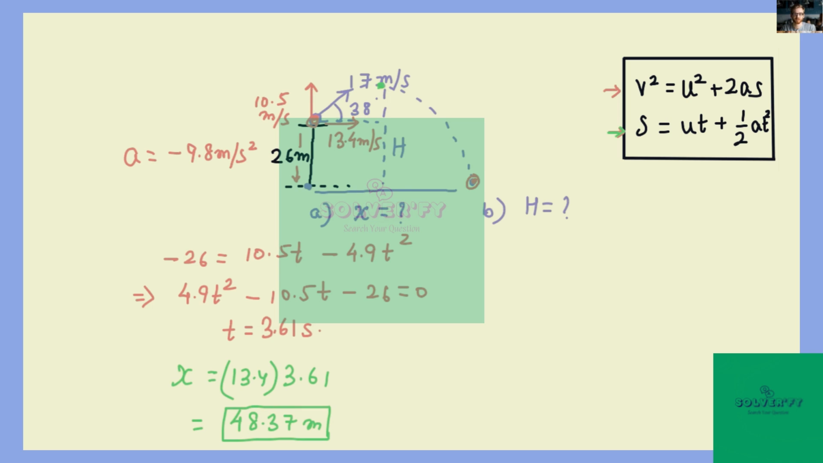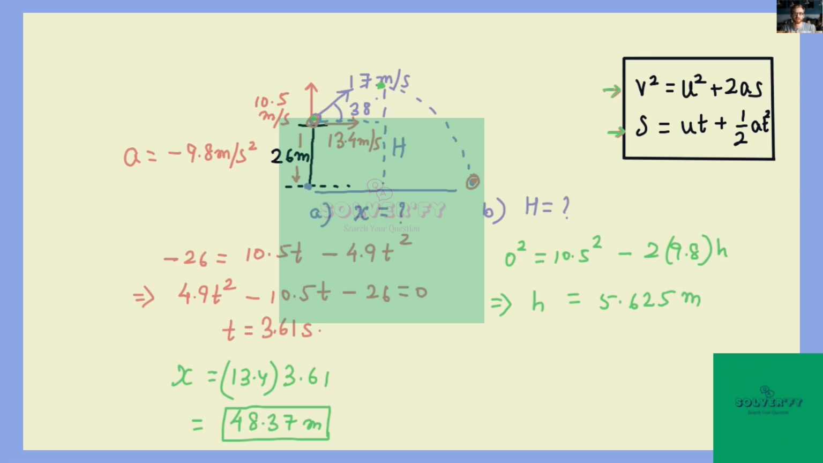And now to compute the maximum height, let's use the idea that as it reaches the maximum height from the point where it was thrown, its velocity at this maximum height is 0. So let's use this kinematic equation and put in the values, and we get 0 squared equals 10.5 squared minus 2 times 9.8 times h. This implies that h equals the square of 10.5 divided by 2 times 9.8, which comes out to be approximately 5.625 meters.